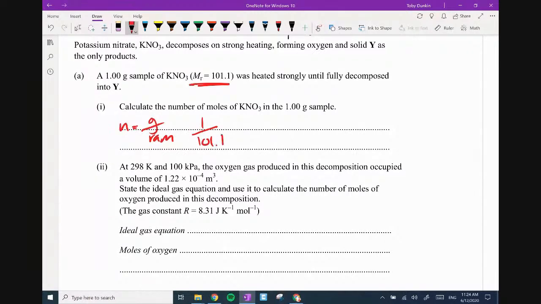This is not A level. Come on, Edexcel. Get with the program. 9.89 times 10 to the minus 3. I'm keeping it on my calculator. There's my moles. Next.